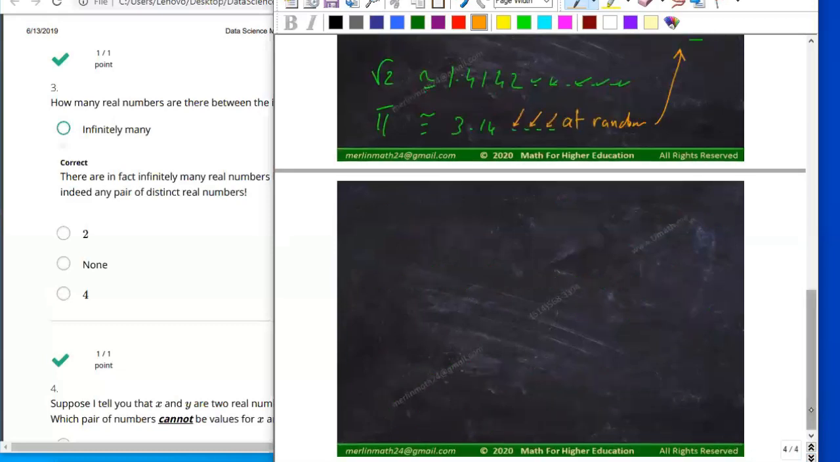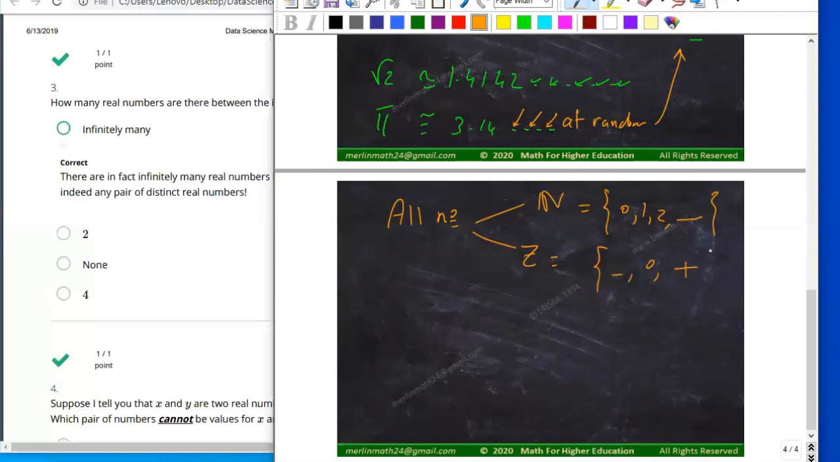If you put all numbers together, like the natural, by the way, the natural starts from 0, 1, 2, 3. They are all positive. The Z, you have 0 in the middle, the positive numbers here and the negative there.